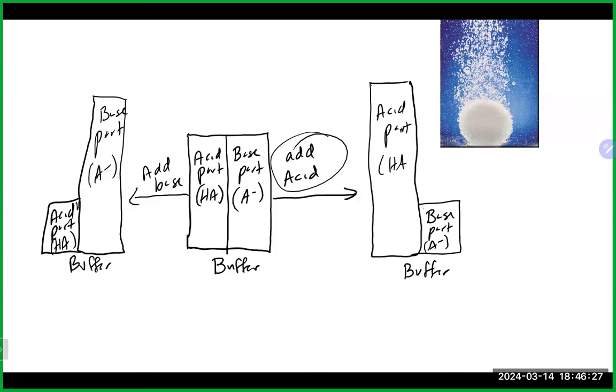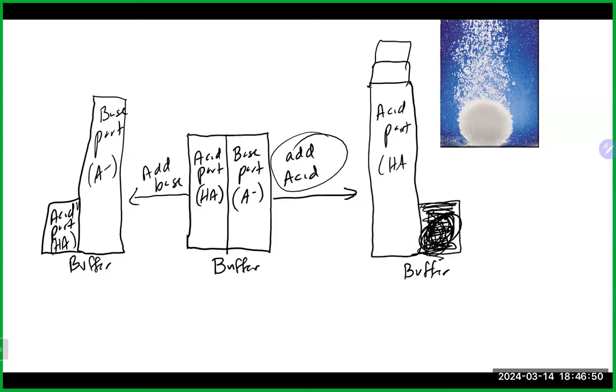I ignore all the color changes in the indicator and keep adding acid. What's going to happen eventually to the base part of my buffer? I'm just going to continue to chew it up, right? Every time I add acid, I chew up more and more of the base part of the buffer, and make more and more of the acid part. Eventually, I will run out of the buffer's base part, right?